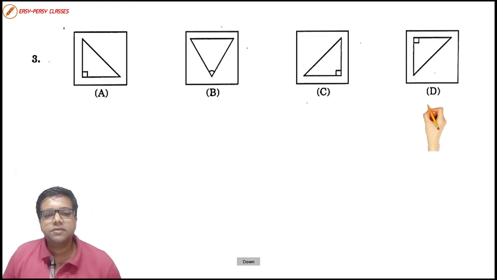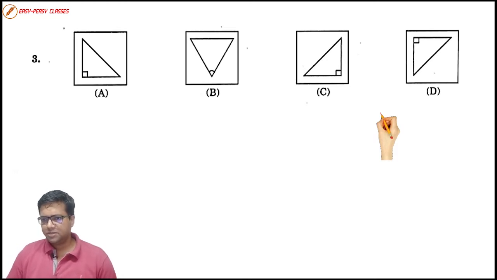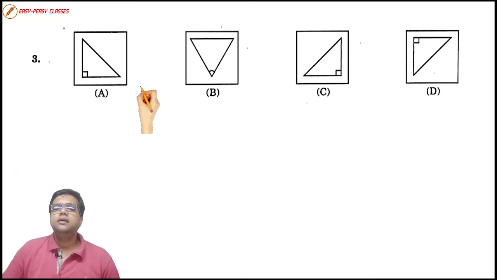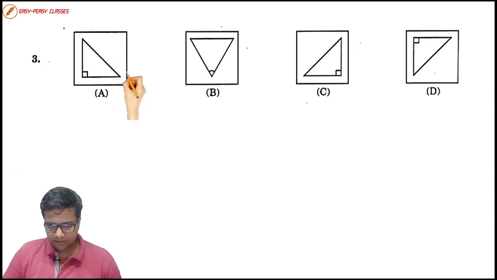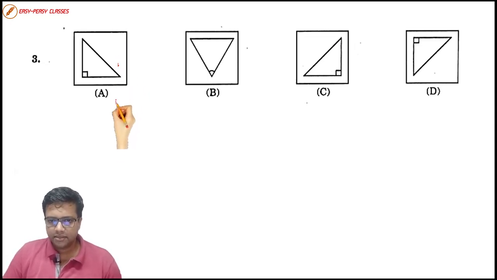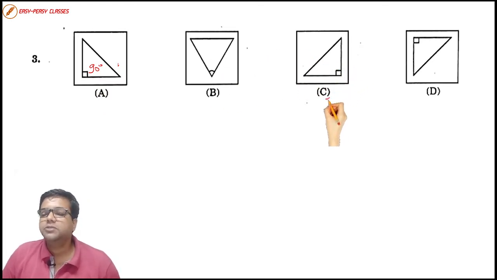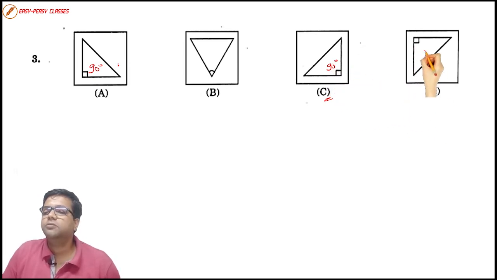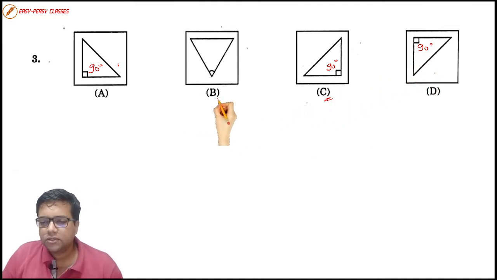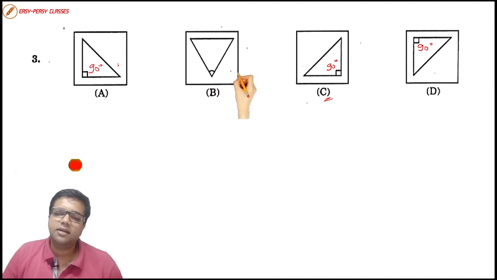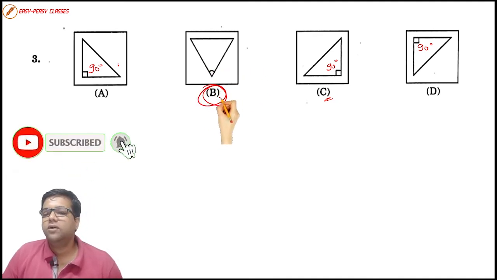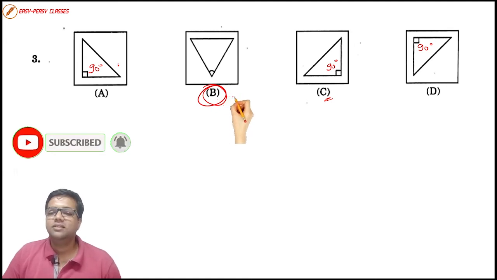Let us move to the third question. In the third question, we have different types of triangles, but if you observe properly, the first figure has a right angle triangle, right? It is a right angle triangle. You can see over here the right angle, 90-degree triangle. The third figure, option number C, also has a 90-degree triangle. It's a right angle triangle. The fourth figure, option number D, also has a right angled triangle. But if you come over to option number B, which has an acute angle triangle, this becomes our odd man out. So the answer is option number B.